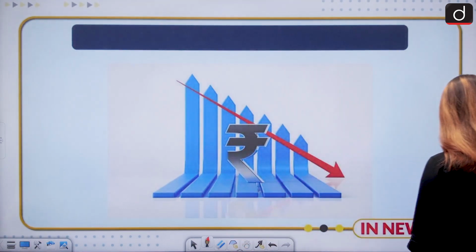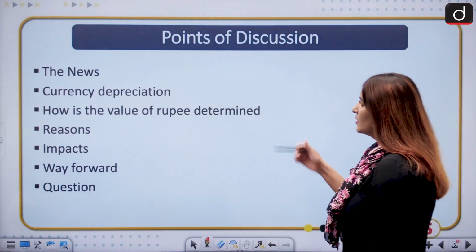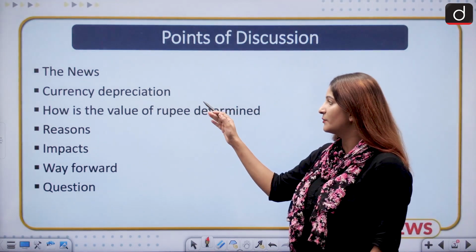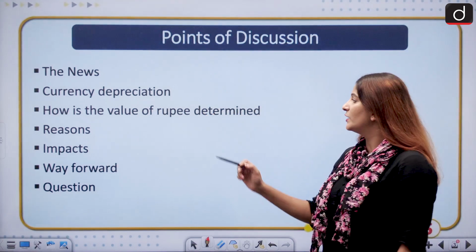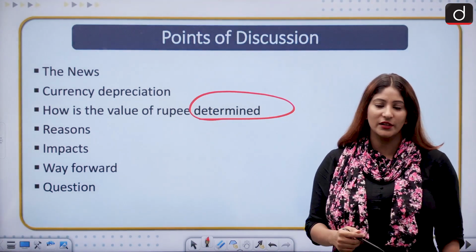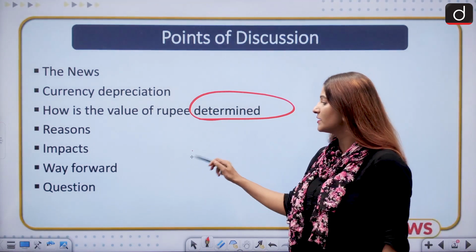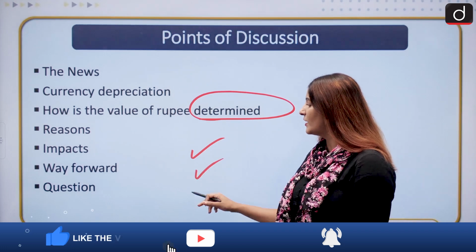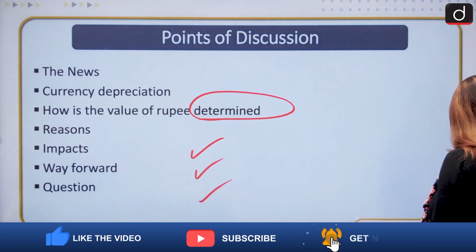Let us begin with the various topics that we are going to acknowledge under this particular segment. From the news to currency depreciation, what is it? What is the value of rupee and how is it determined? The reasons for the fall in value, the impacts, this could be a double-edged sword, currency depreciation, way forward, and in the last we have our question.